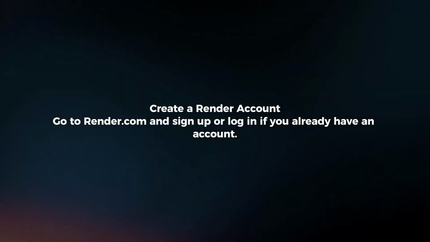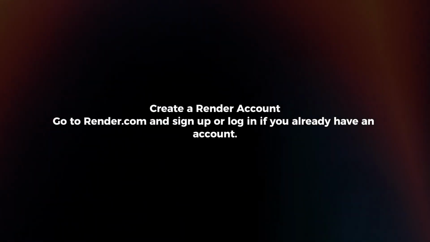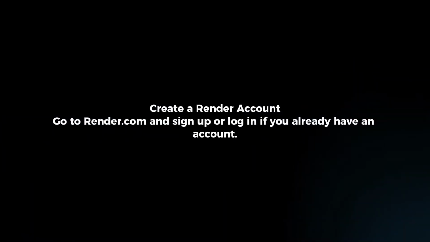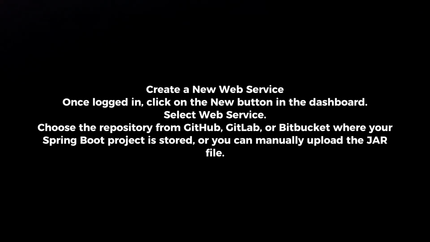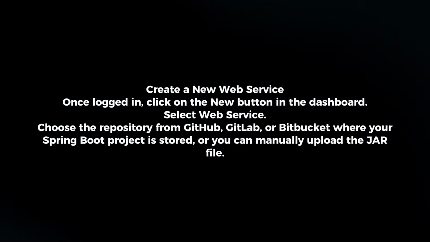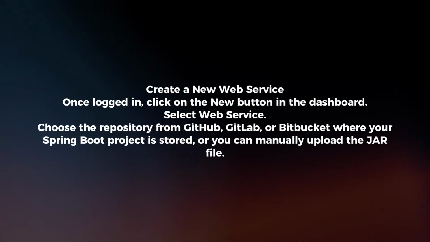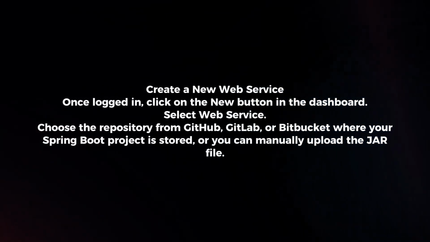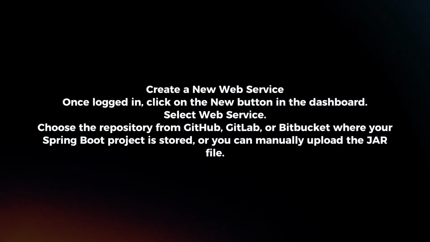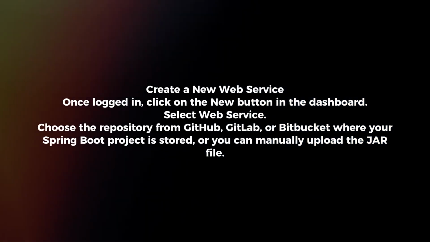Create a Render account. Go to render.com and sign up or log in if you already have an account. Create a new web service. Once logged in, click on the New button in the dashboard. Select Web Service. Choose a repository from GitHub, GitLab or Bitbucket where your Spring Boot project is stored, or you can manually upload a jar file.